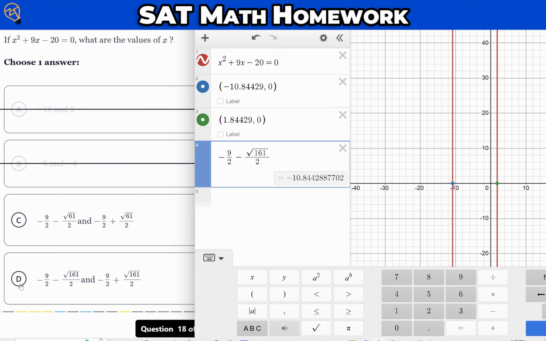Now, at this point, we know the answer is D, so no need to continue and type in these other solutions, and we could just leave it at that. The correct answer is D.